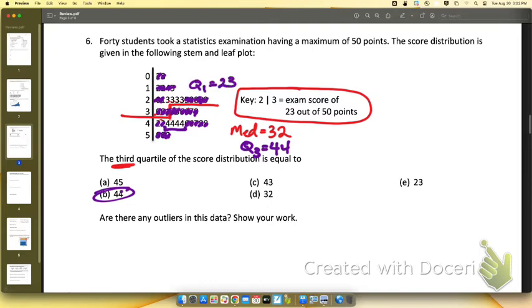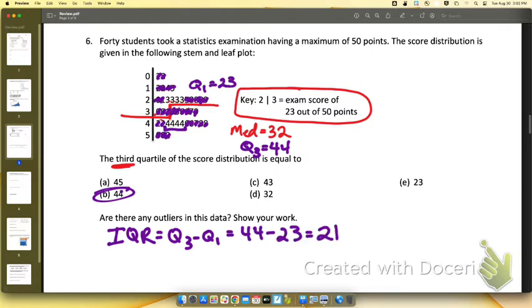So now I have my Q1, my Q3. I can now find my IQR. Remember, that's Q3 minus Q1. So I have 44 minus 23, and that's 21. Then I need to find my 1.5 IQR number. So 1.5 times 21, and that's 31.5.